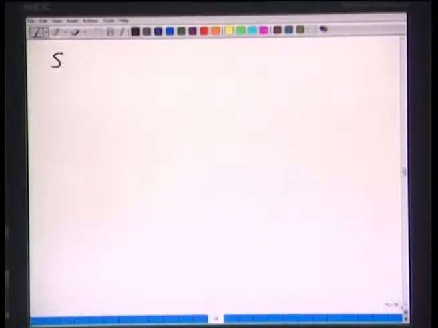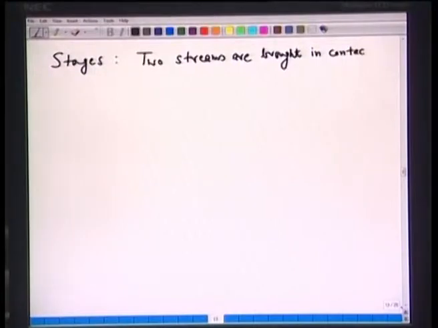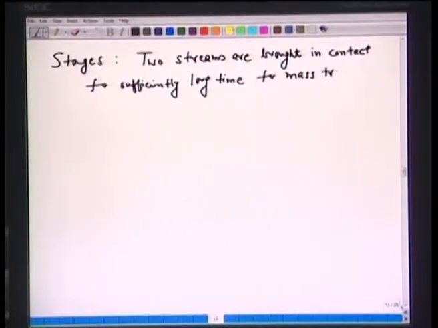So, we have stages, two streams are brought in contact for a sufficiently long time. Okay, we will see the meaning of this in a minute. What does it mean, sufficiently long time for mass transfer?